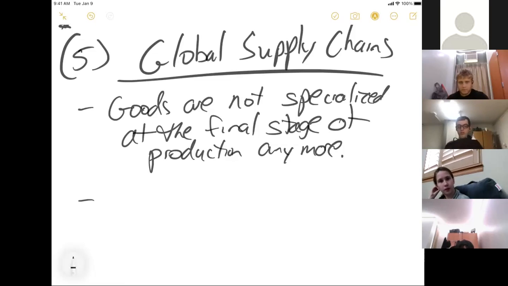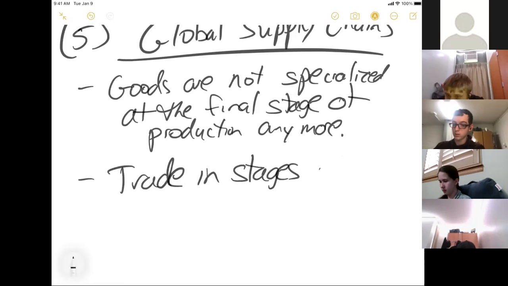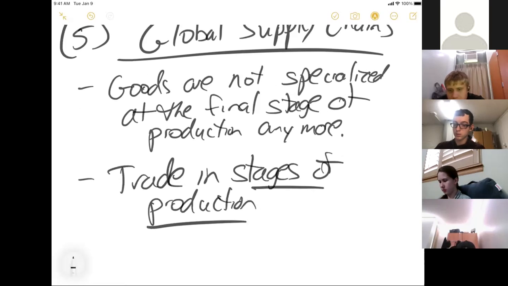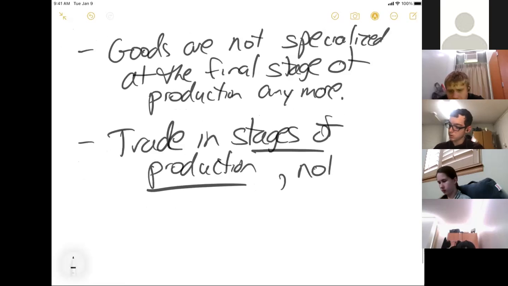What global supply chains means is that goods are not specialized at the final stage of production anymore. And by that I mean, the US is not specializing in making computers. China is not specializing in making steel, right? Countries do not specialize at the final stage of production. Instead, what are they trading in? They're trading in stages of production, not just final goods.